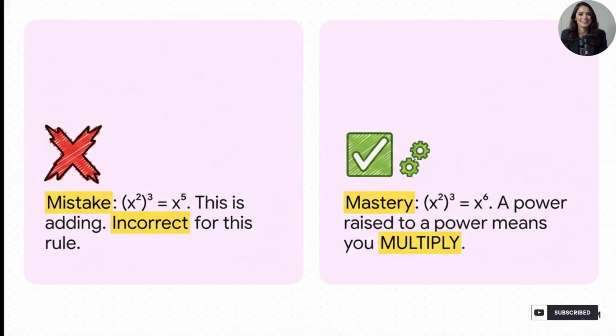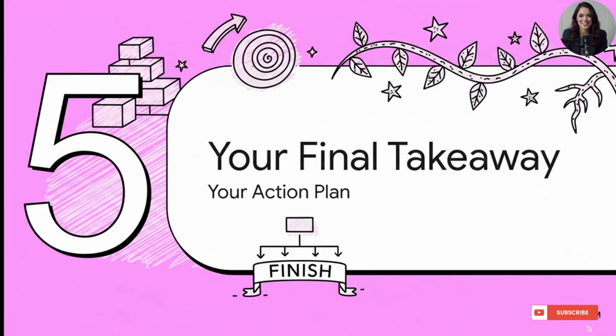And here is the other major trap. Mixing up when you add exponents versus when you multiply them. Let's just make this super simple. If you see parentheses, like a power raised to another power, you are multiplying. That's the signal. Parentheses mean multiply. No exceptions.